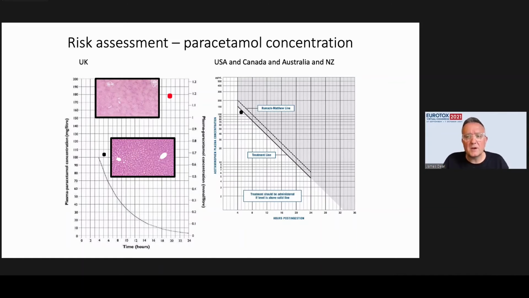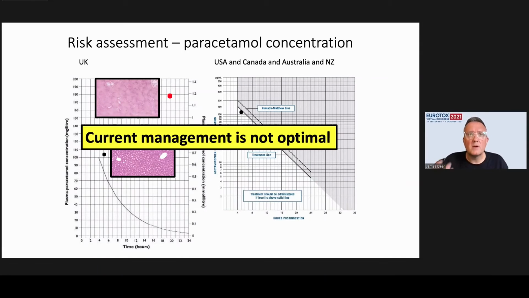And when you think about it, this can't be right. These two patients, one who's just got a level over the line, one who's got liver failure, are both getting the same drug. And in fact, Mr. Black, if Mr. Black overdosed in the USA, he would actually be underneath the line and wouldn't receive any treatment at all, making the point that current management is not optimal. So what we need are new biomarkers.